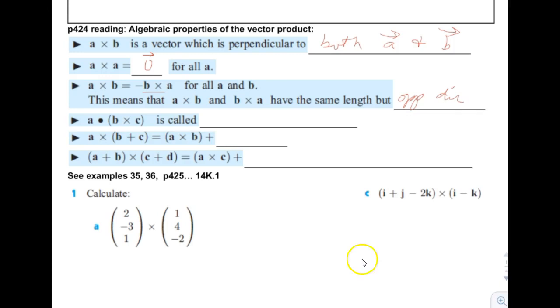A dot B cross C is called scalar triple product. A cross the quantity B plus C is equal to A cross B plus A cross C. And A plus B cross C plus D is equal to A cross C plus A cross D plus B cross C plus B cross D.